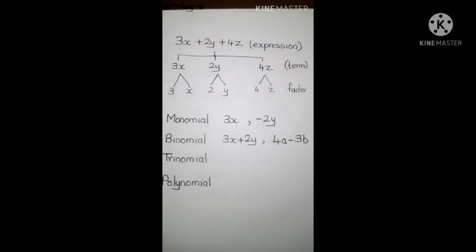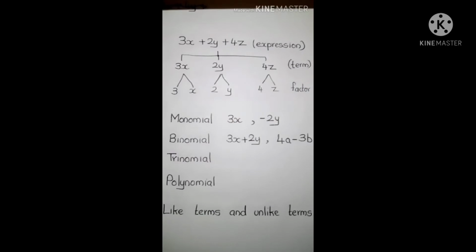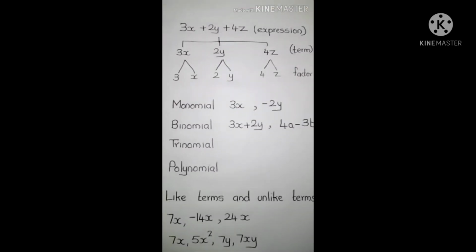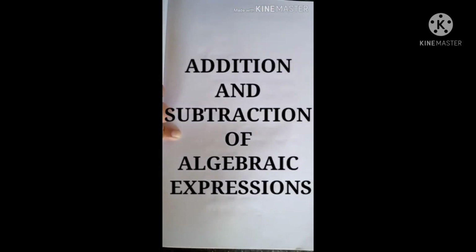The next one is like terms and unlike terms. Students, you have heard this in the previous class. Like terms are the terms in which you have the same variables. And unlike terms are those terms which have different variables. Let us see a few examples. Addition and subtraction of algebraic expressions. Let us revise one question from addition.